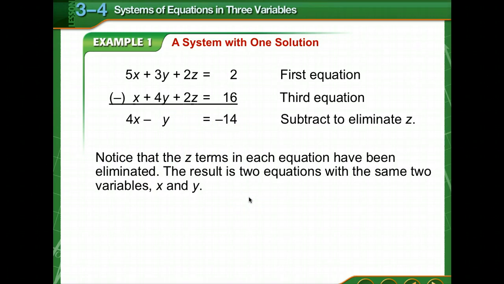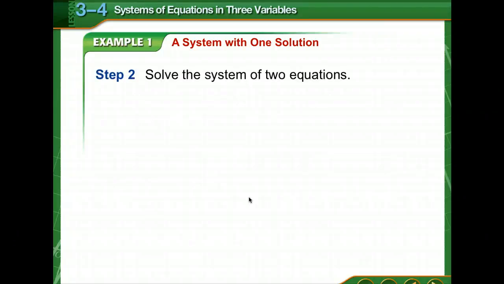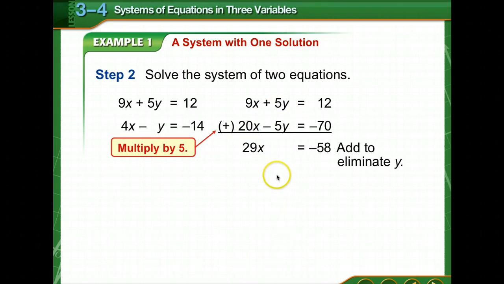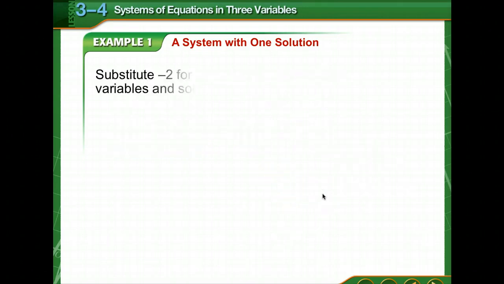The result is 2 equations with the same 2 variables, x and y. So now we're going to take those 2 new equations and solve them just like we did in section 1. We're going to have to multiply this new equation that's got the x and y by 5 so that we can have the y values eliminated. So we find out that x is equal to negative 2.